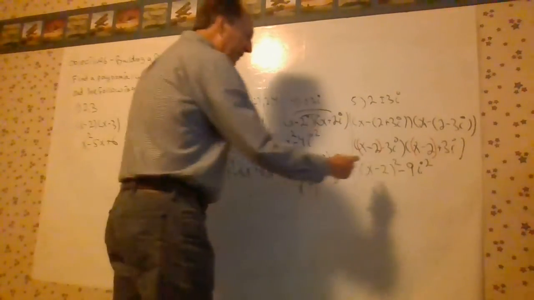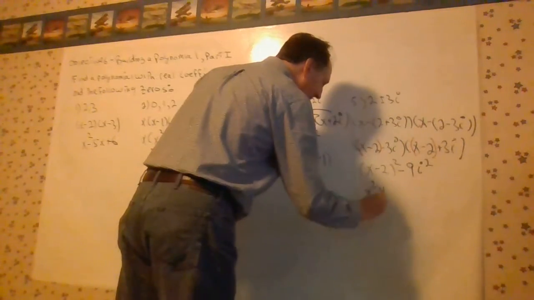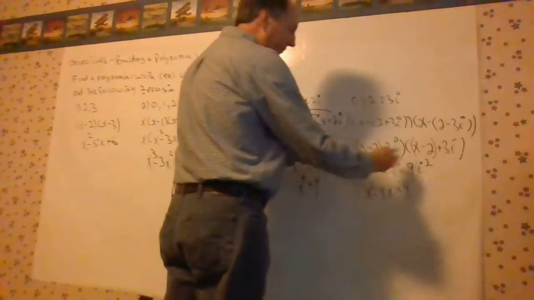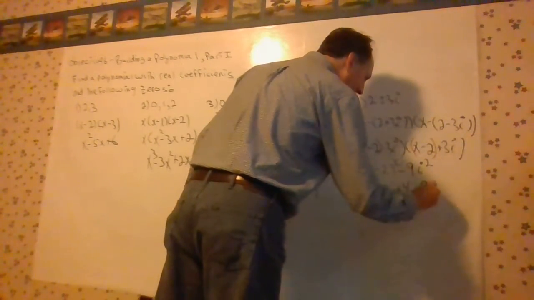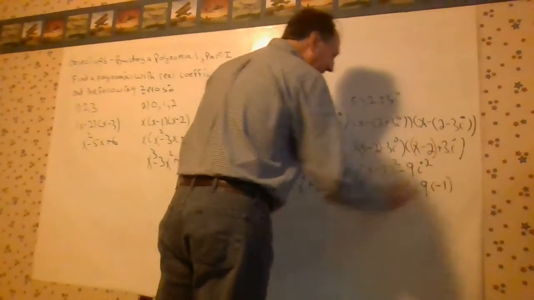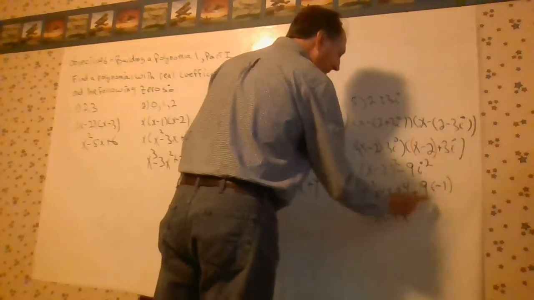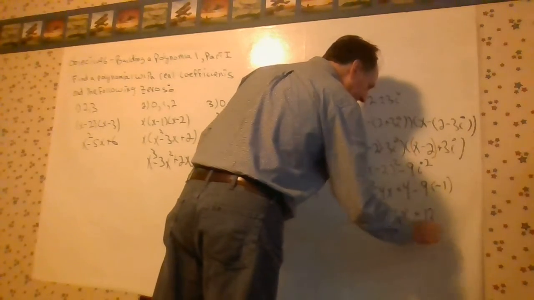X minus 2 squared, you can FOIL that. That gives you x squared minus 4x plus 4. You can do x minus 2 times x minus 2 if you want. And then minus 9 times negative 1. I squared is minus 1. And then it gives us x squared minus 4x, that's really a plus 9, plus 4 plus 9, plus 13.